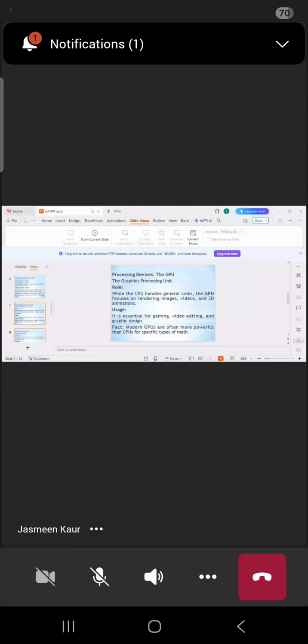Finally, to wrap up, let's look at a real world example of this cycle. Input means you click a mouse. Processing means the CPU and RAM work together to understand that click. Storage means the computer saves your work to the SSD. Output means you see the final result on your monitor.